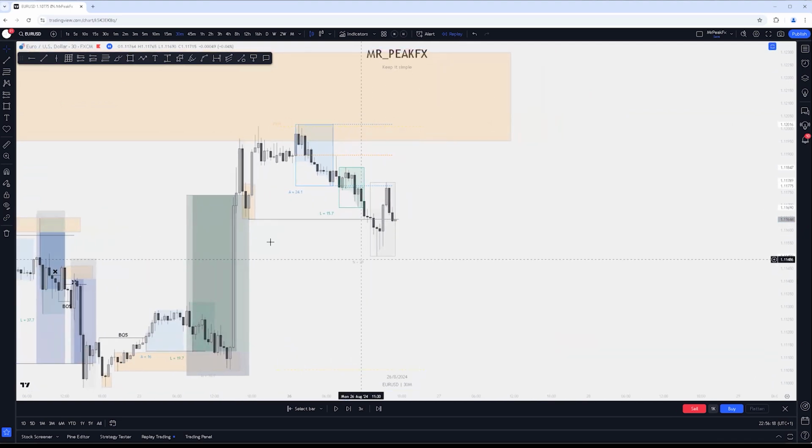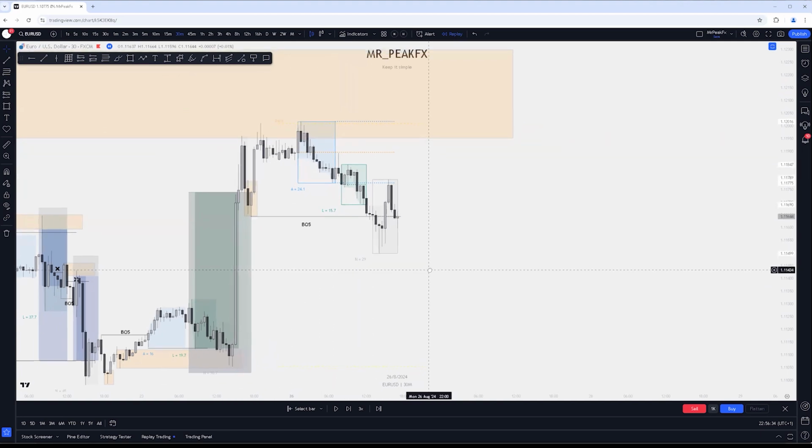This wasn't still clear to me, but at the same time, I realized that this is a break of structure now. This is a break of structure. This is BOS. All right. This was a break of structure for me. So I just knew that, okay, we had a new trading range.